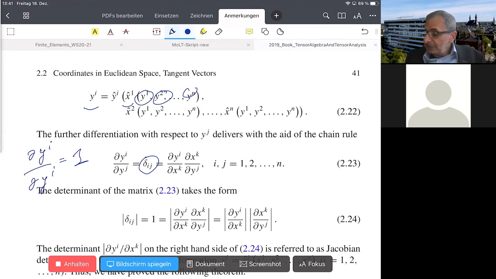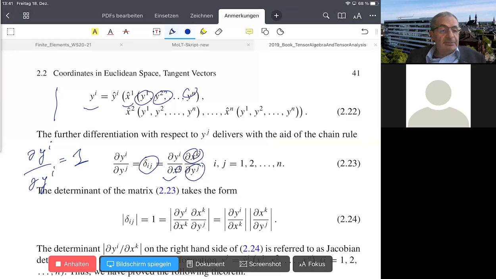But you see from this formula, y depends on x first, and then x depends on y. So I can apply here the chain rule of differentiation. If I take this derivative, I can derive first dyi over dxk, and then dxk with respect to dyj. And we see here k is a summation variable, chain rule of differentiation.